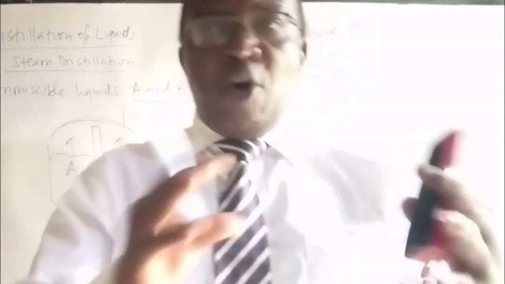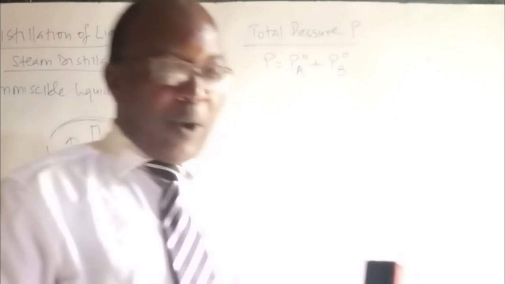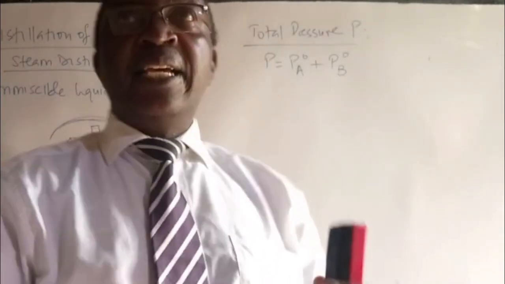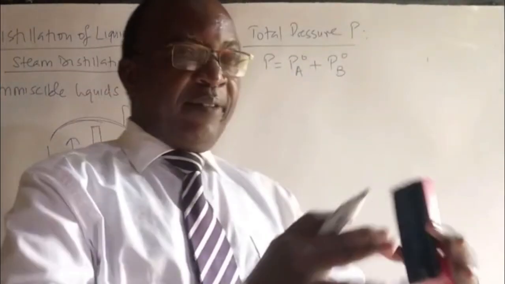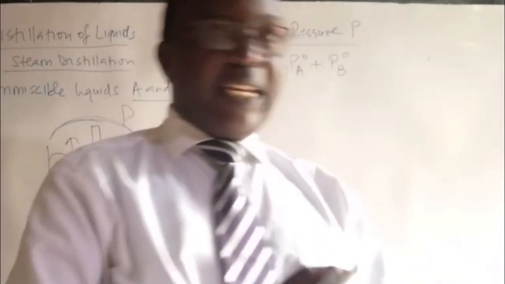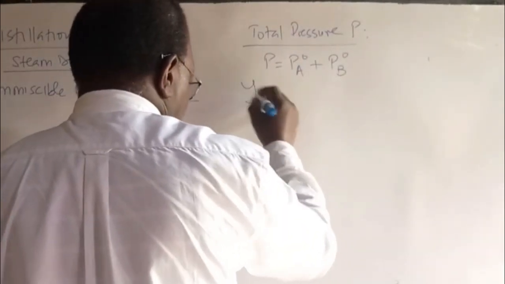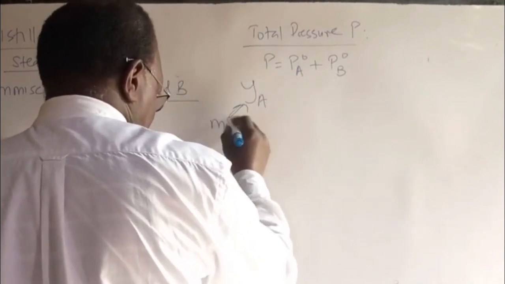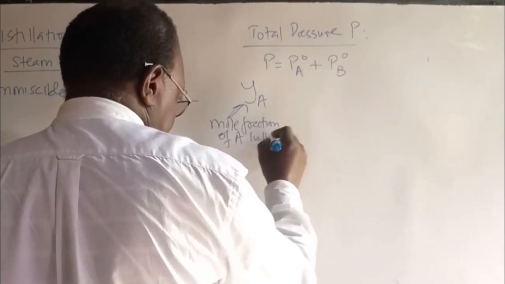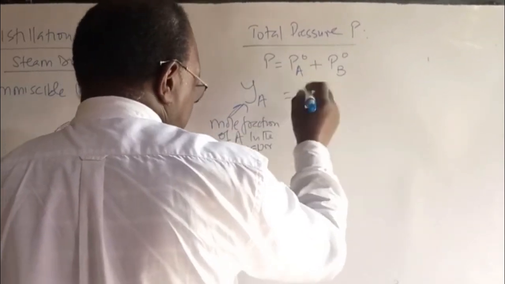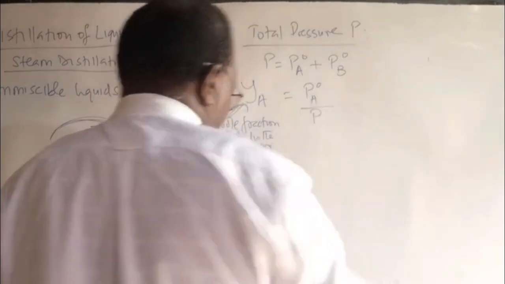Therefore, in terms of the mole fraction in the vapor, if you go back to our derivations involving the lever principle in one of the lectures, then you will see that we talked of the mole fraction in the vapor and the mole fraction in the liquid, and they're denoted as Y for the vapor, X for the liquid. So the mole fraction of A in the vapor is given by its vapor pressure divided by the total pressure.